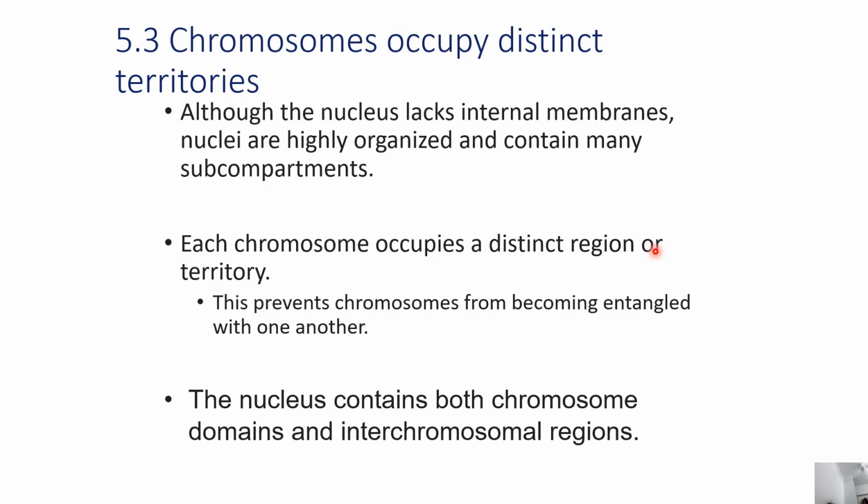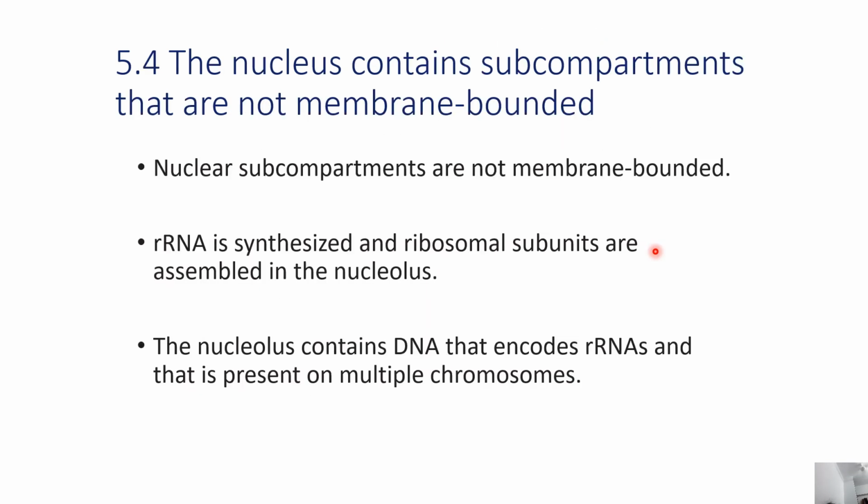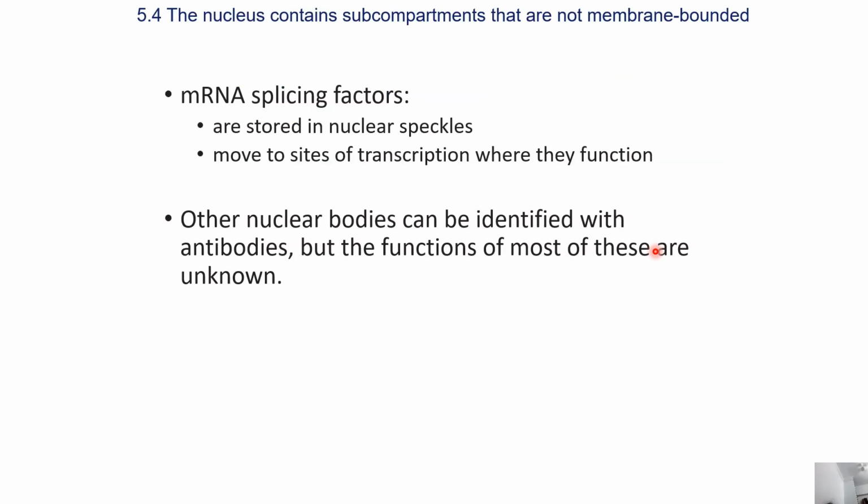Now, although the nucleus lacks internal membranes, some nuclei are highly organized and contain many subcompartments. Each chromosome occupies a distinct region or territory, and this prevents chromosomes from becoming entangled with one another. The nucleus contains both chromosome domains and interchromosomal regions. Nuclear subcompartments are not membrane bounded. rRNA is synthesized and ribosomal subunits are assembled in the nucleolus. The nucleolus contains DNA that encodes rRNA, present on multiple chromosomes.